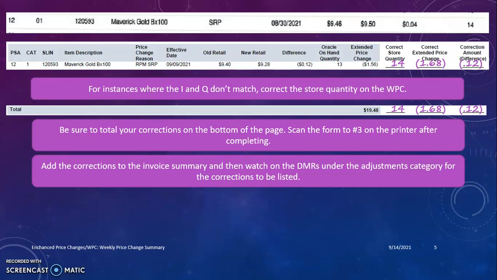The Q is financially relevant. The I is for inventory ordering. And if you're a 7NOW store, then it's also important to have an accurate I. I very heavily want to stress that. Your I is not financially relevant. Your Q is.